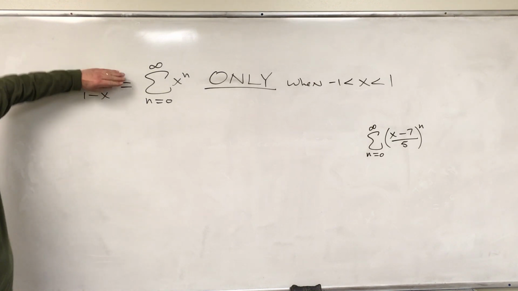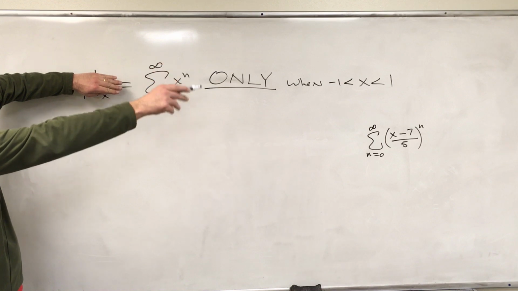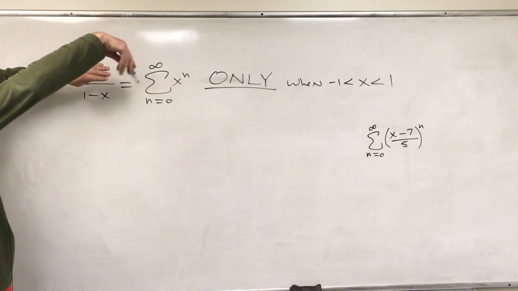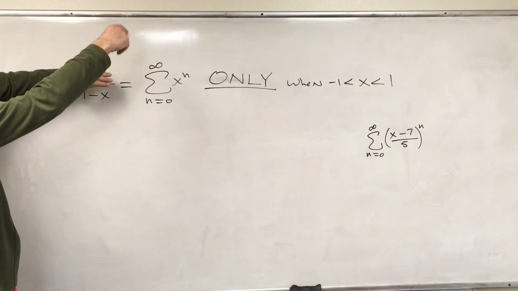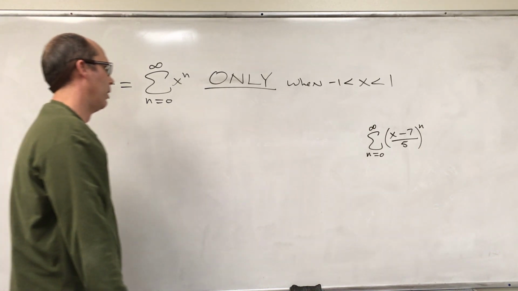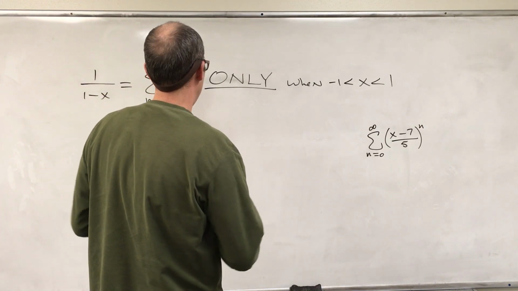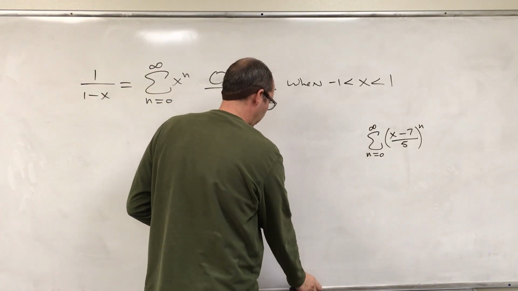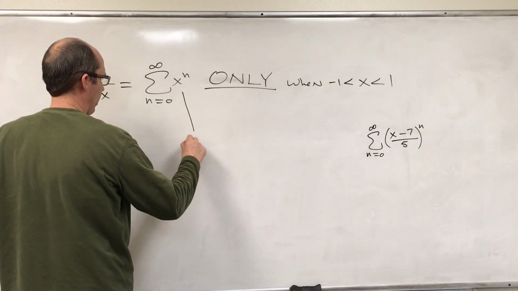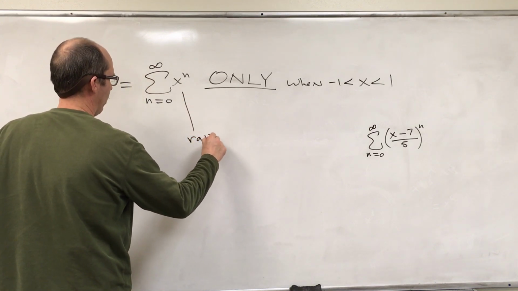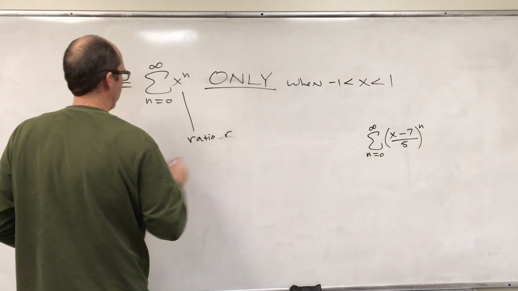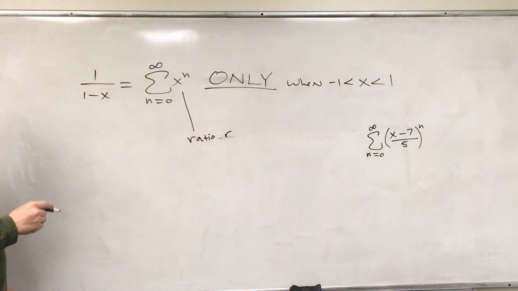Okay, but we only know that that thing converges when x is between -1 and 1, and when that is the case, when it converges, we know that it converges to that. So that's pretty cool. All right, so remember we think of x as the ratio r. So x is the ratio r.